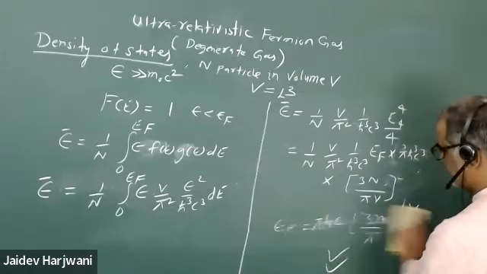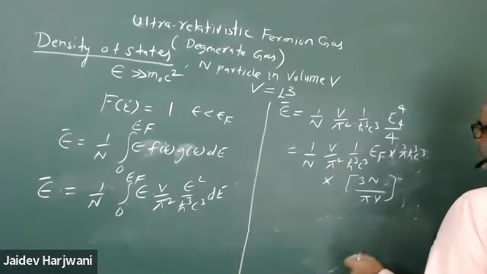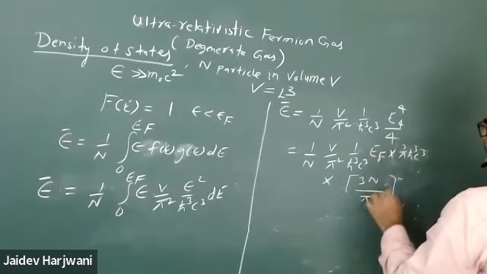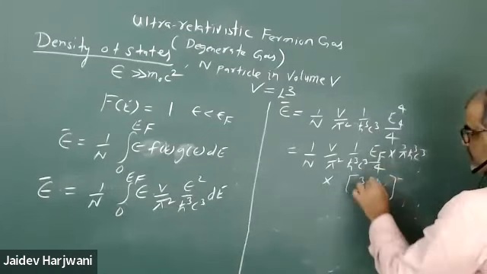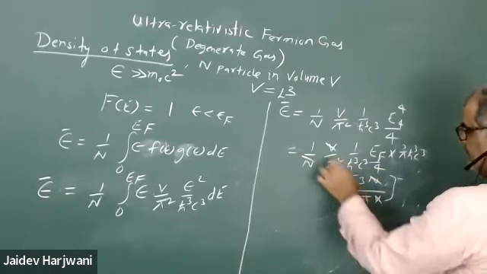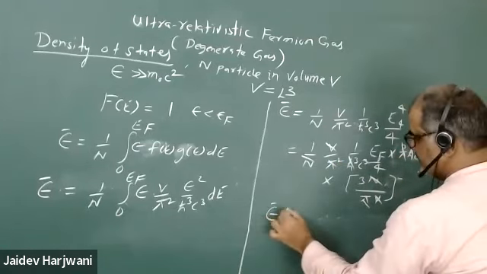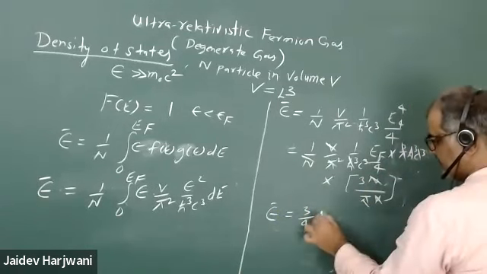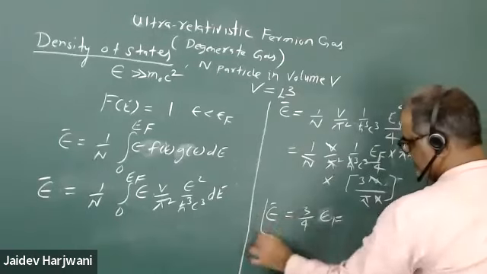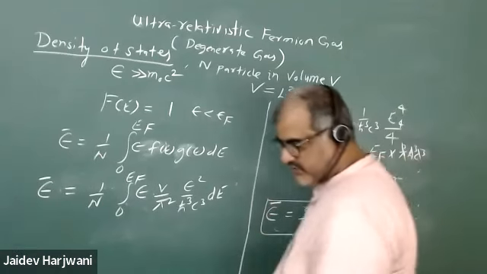Okay. Now you can see what is cancelling. There is a 4, 4 also there. So n cancel, v cancel. Then pi square, pi cube cancel, everything will cancel, H cube cancel, C cube cancel. You have only 3 upon pi 4 EF. I think you are getting this one. Yes. So this is for a relativistic particle in 3D.